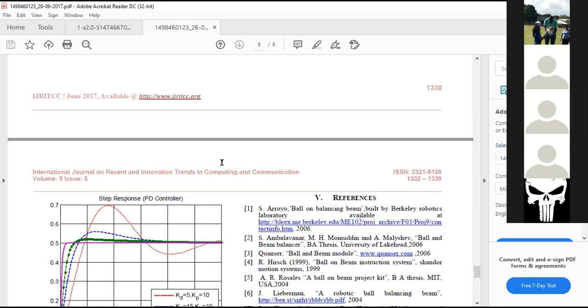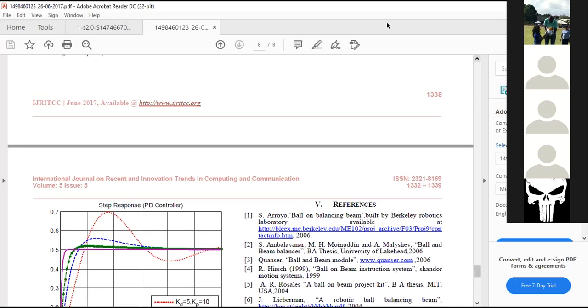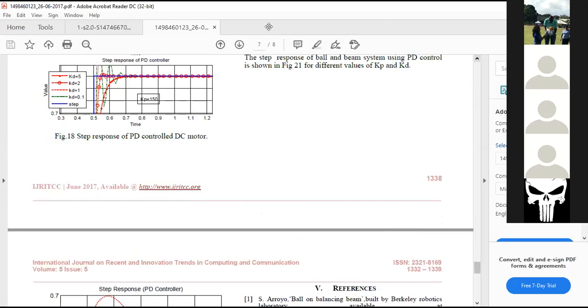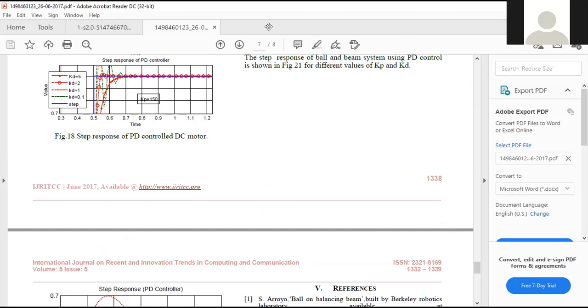Sir, what's the maximum for a group? For a group, maximum 4? 5? 5 works. Yeah, 5. All right, so 5 maximum. So put yourself in some group and send me the list of the group.